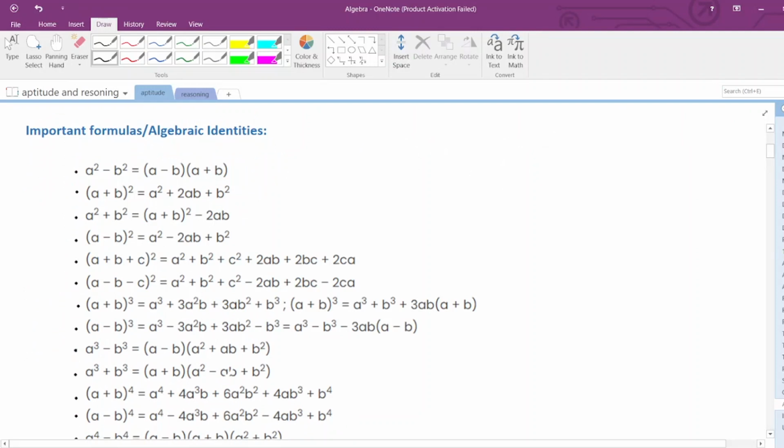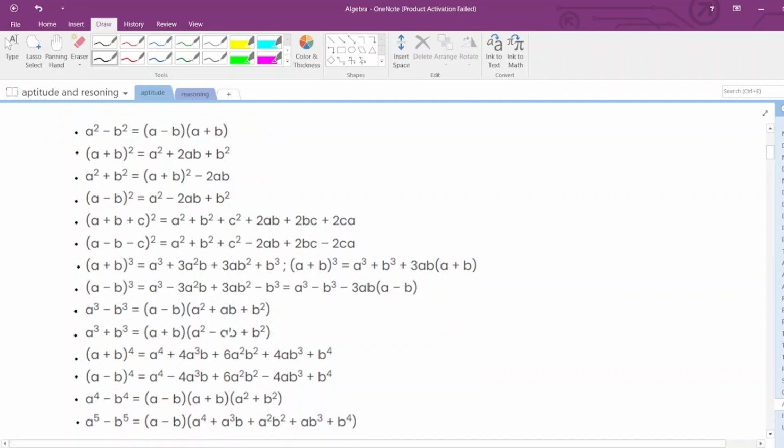Before I start the basic concepts of algebra, you need to understand all these important formulas. It's very important. These are the prerequisites. Okay, if you know, it's fine. If you don't know, please learn all these formulas. I hope you know a square minus b square is equal to a plus b into a minus b, right?